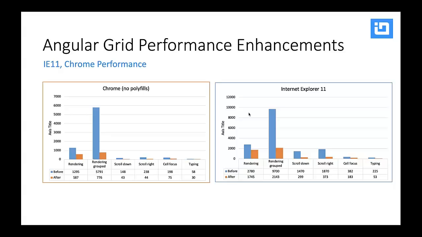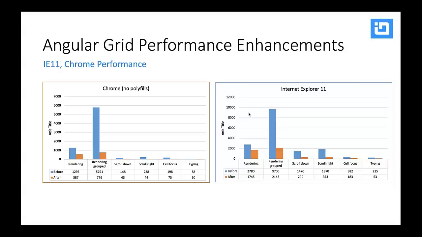So you can see here Chrome when you're running with no polyfill, so you don't have to worry about supporting legacy browsers. There's massive improvements in performance and rendering, grouping. When you group records, how quickly does that happen, which is a pure UX issue, really. Scrolling right, scrolling left. Going down, scrolling right from 238 milliseconds to 44 milliseconds is an incredible performance increase. And these metrics were taken, I think it was 10,000 rows and 40 columns, something like that.